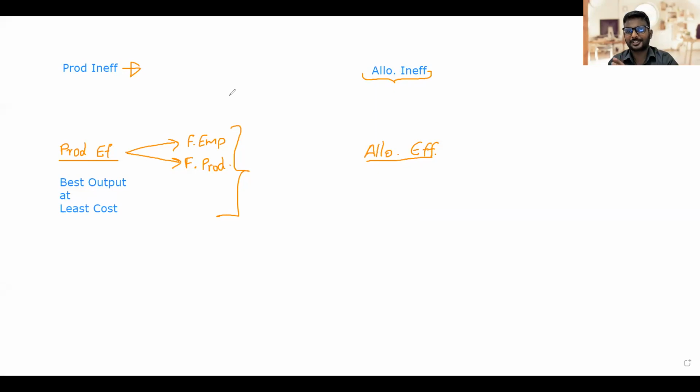okay, allocative efficiency means what? Marginal benefit equals marginal cost, right? And by definition, what does it mean? It means resources being allocated in the way that is best preferred by the society. That is allocative efficiency. Then what is allocative inefficiency?